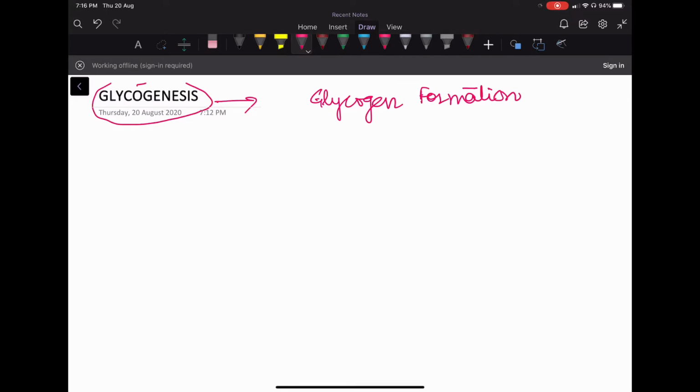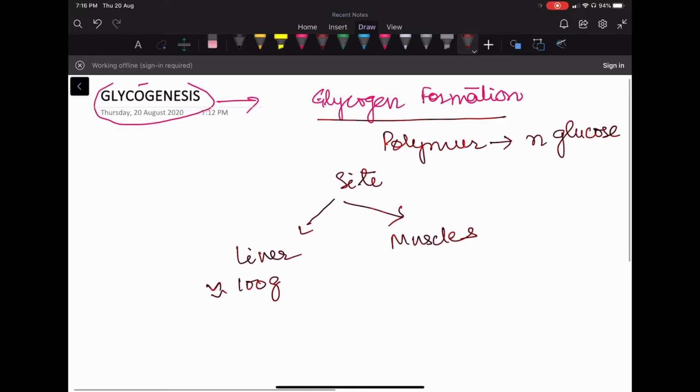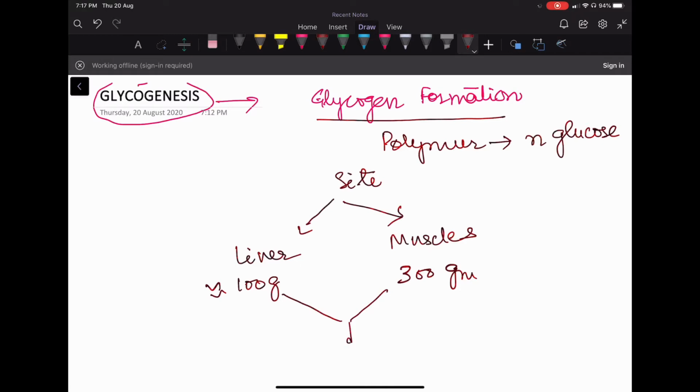So basically this is a polymer which is made up of n number of glucose units. Its main sites of synthesis are the liver and muscles. Around 100 grams of glycogen is present in the liver, and in muscle it is around 300 grams. Both are formed in the cytoplasm.